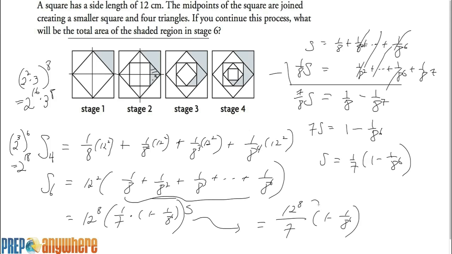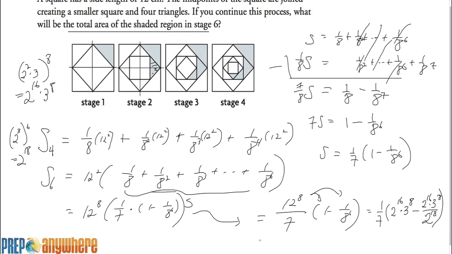Actually, maybe it's worthwhile multiplying this in, because we're going to get 2 to the power of 16 times 3 to the power of 8, minus 2 to the power of 16 times 3 to the power of 8, over 2 to the power of 18. Okay, so that will simplify, right?